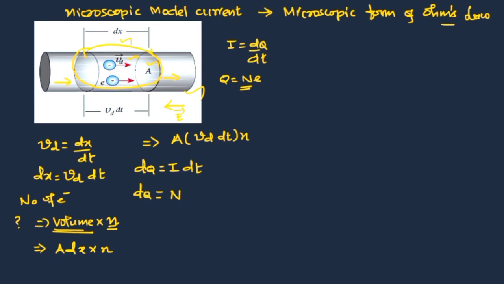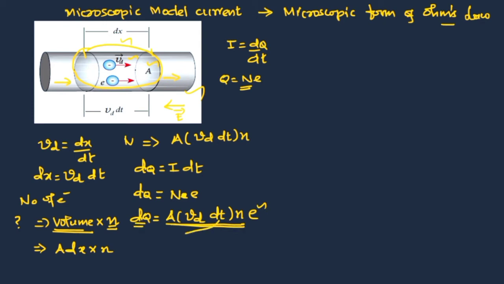So total number of electrons into the corresponding charge. Okay, so what is the total number of electrons? This is what here. So dq is equal to capital N is there, so A into Vd into dt into n into e. This is your total number of electrons multiplied by the charge, that will give you dq.